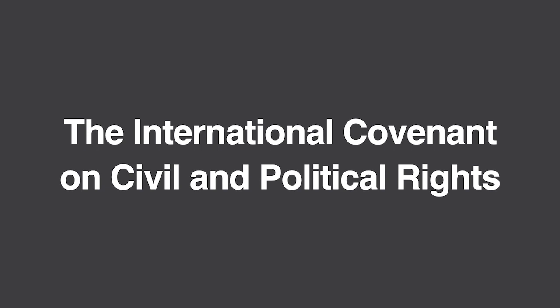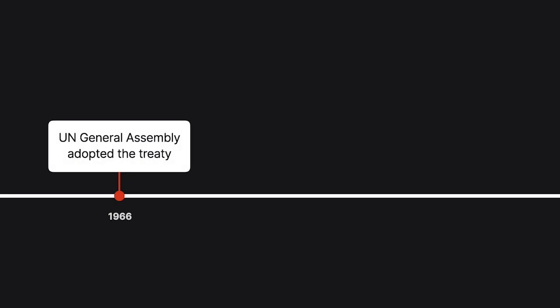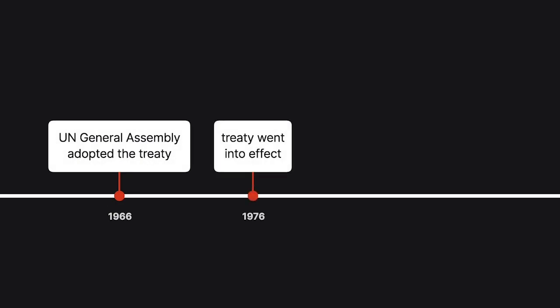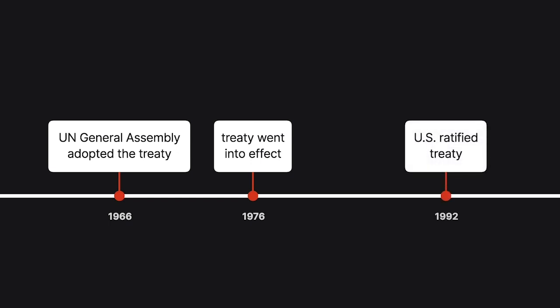The International Covenant on Civil and Political Rights is an international treaty that requires countries to respect the civil and political rights of individuals. The United Nations General Assembly adopted the treaty in 1966, and the treaty went into effect in 1976. The United States ratified the treaty in 1992.